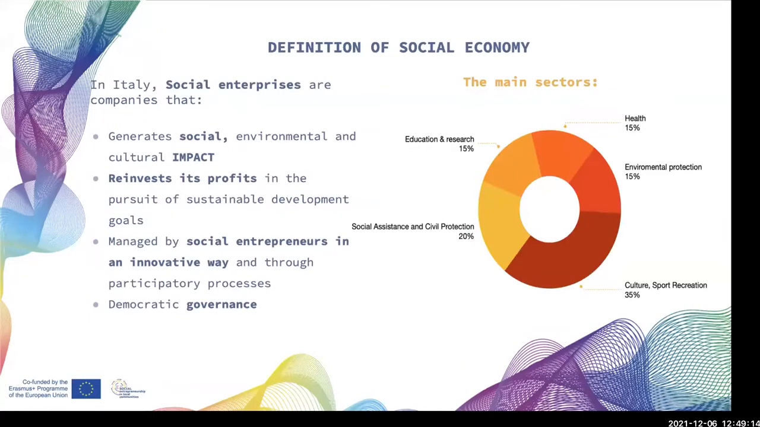The definition of social enterprises in Italy, as in the other European countries, is very similar. So the social enterprises are companies that generate social, environmental, and cultural impact. They reinvest part of their own profits in pursuit of the sustainable development goals. Actually, these kinds of enterprises are managed by social entrepreneurs in an innovative way and with a democratic governance. The main sectors in which social enterprises are most involved in Italy are culture, sport, recreation, social assistance and civil protection, education and research, health, and environmental protection.